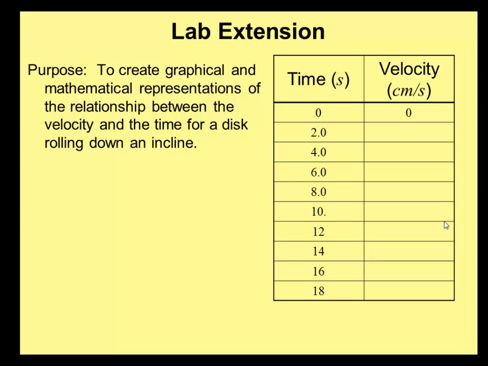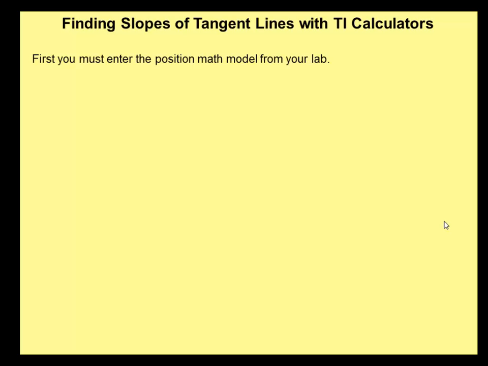Now I highly suggest that as I go through this, you make liberal use of the pause button, because I'm going to very quickly say what's going on, and then you can hit pause, play with your calculator, and then start it back up again when you're ready. So, here we go. Step 1. First thing you have to do on your TI calculator is to enter the position math model that we got out of your lab.